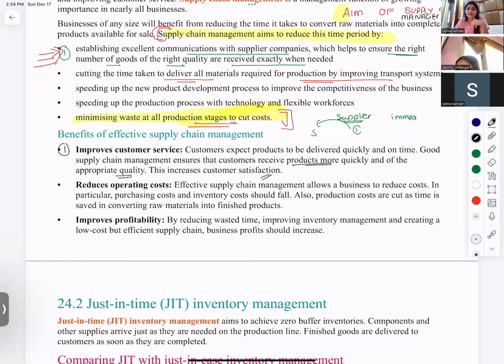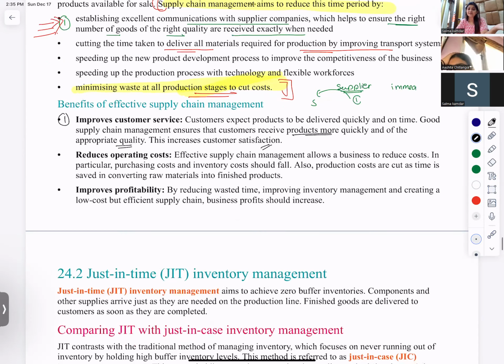Can you tell me one company which promises the product to be reached at a time limit and in the proper quantity and quality? Swiggy, Zomato. Did they give the exact time? Okay, Domino's, 30 minutes or free. What does it improve? Customer service. Because their supply chain management is so appropriate that they know the product will be delivered to the customers quickly, within 30 minutes, and in the correct quality. So this will increase the satisfaction.